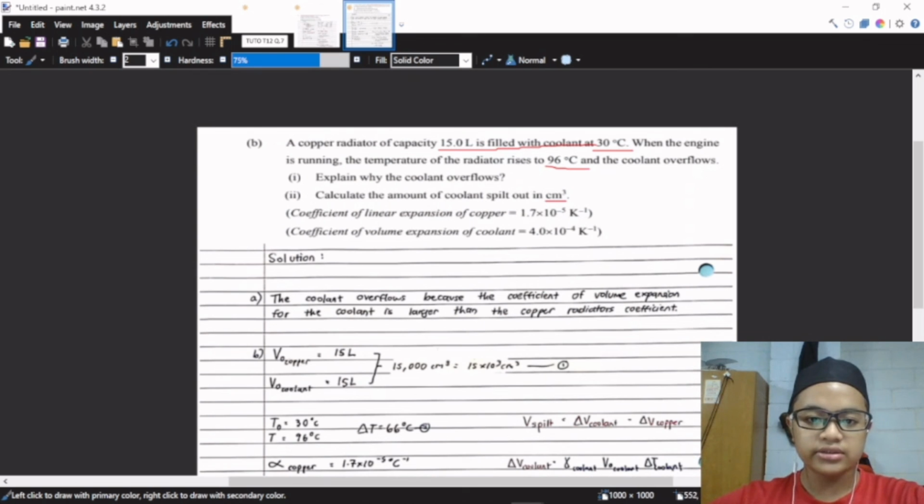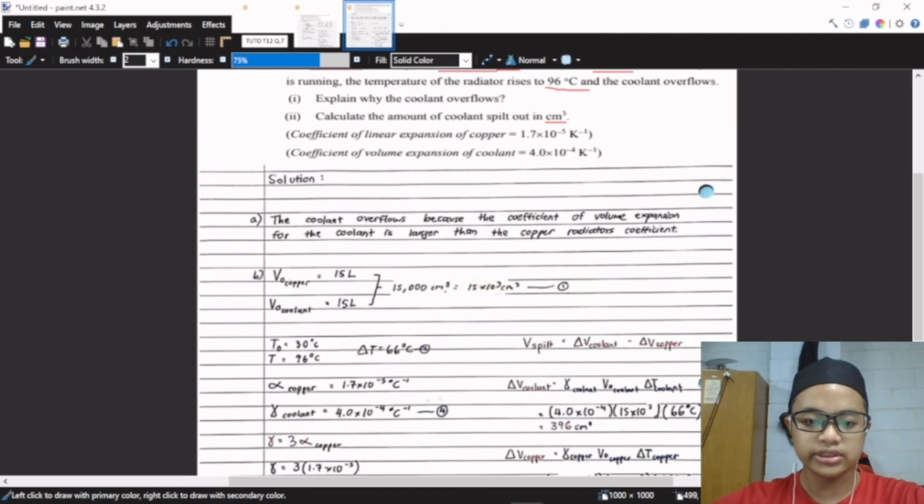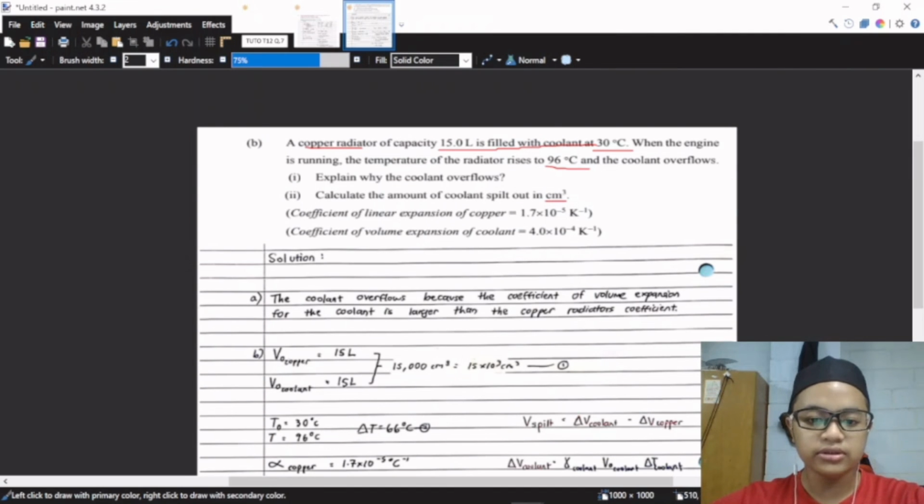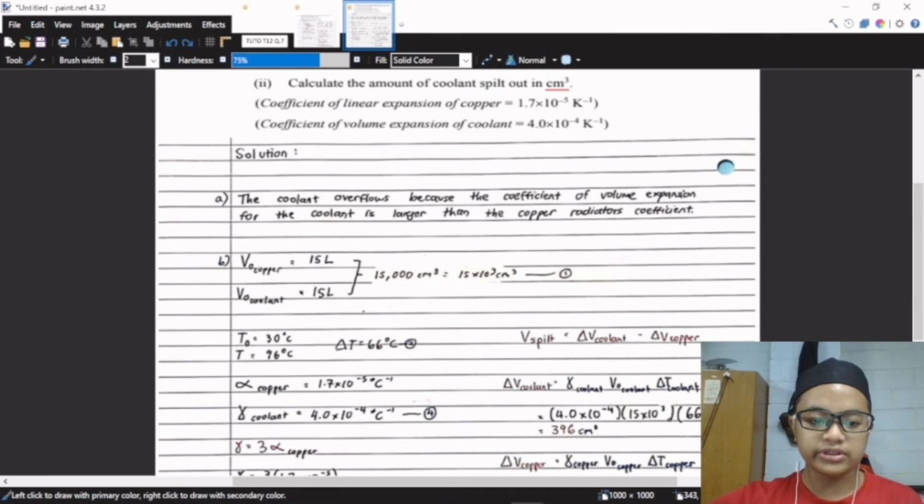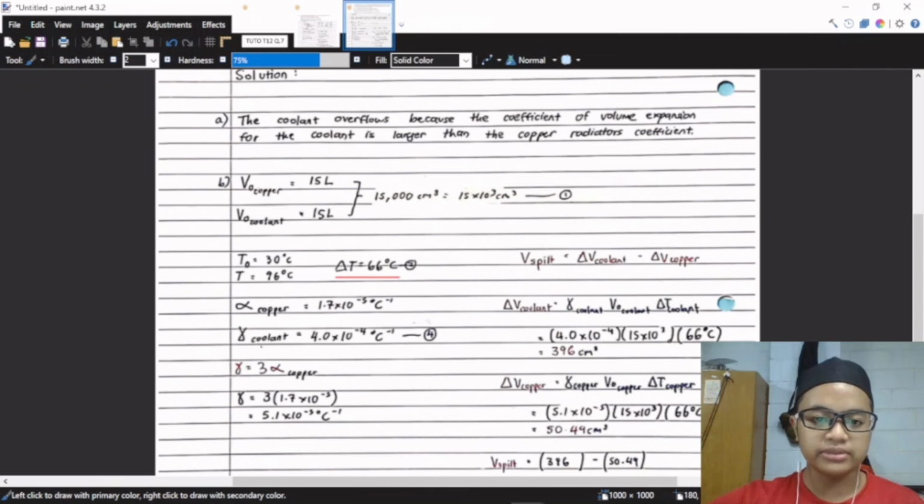Now dia dah kata copper radiator is filled with coolant. Volume kedua-dua ini adalah sama, 15 liters, dan kita tukarkan pada centimeter cubic, dan kita dapat 15 times 10 powered by 3 centimeter cubic. Initial temperature dia dah bagi, final temperature dia dah bagi, dan kita dapat change in temperature iaitu 66 degrees Celsius. Nah, benda sama tadi, kita kena cari volume expansion of copper. Jadi kita akan dapat yang ni 5.1 times 10 -5 degrees Celsius -1.